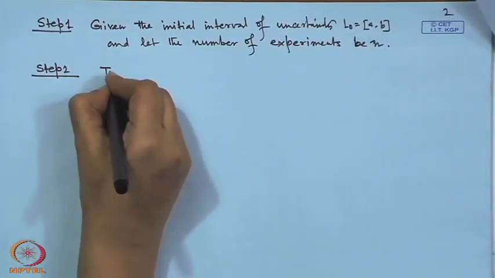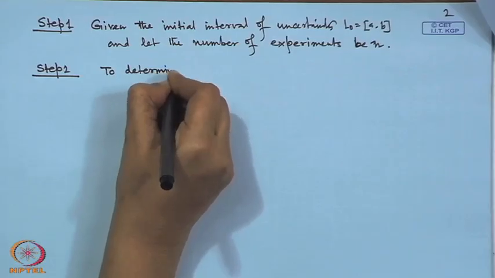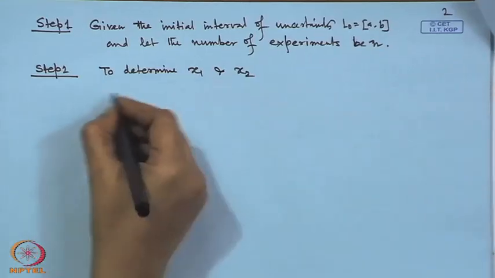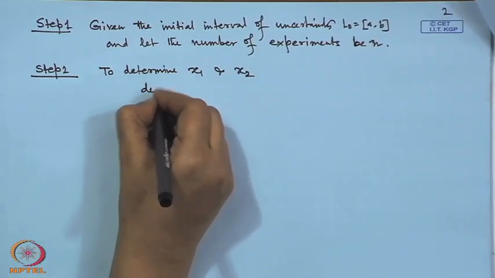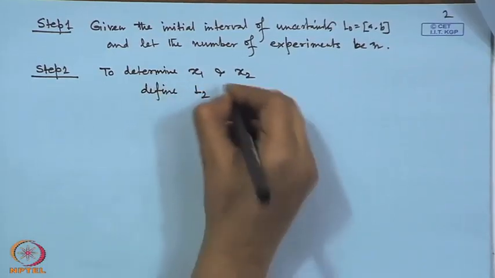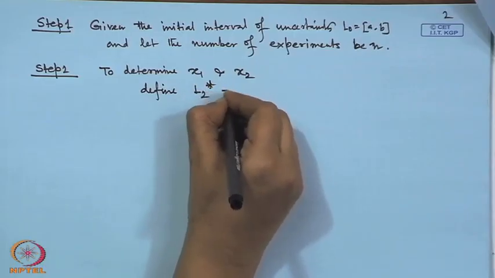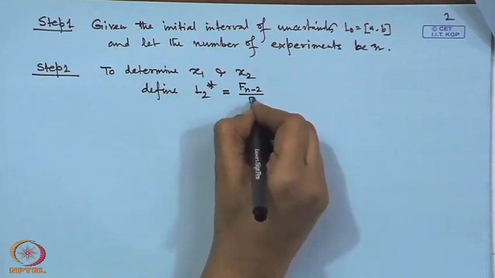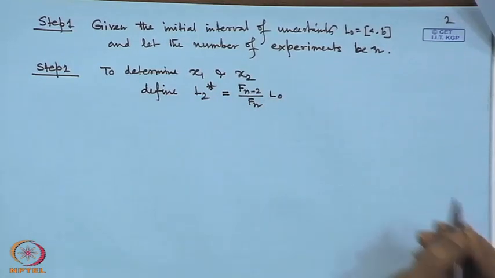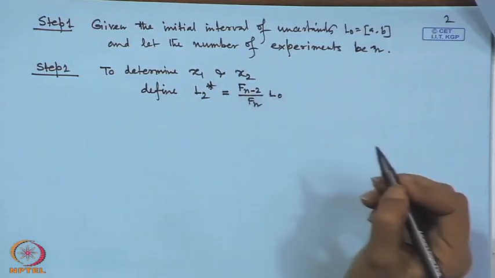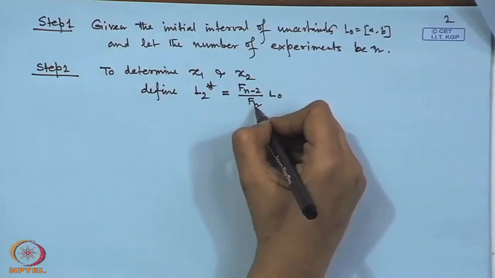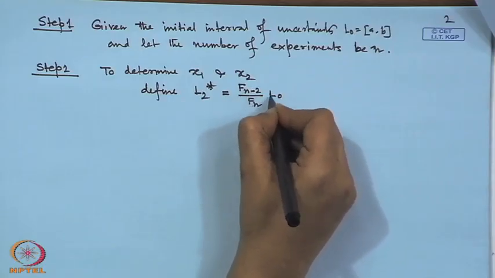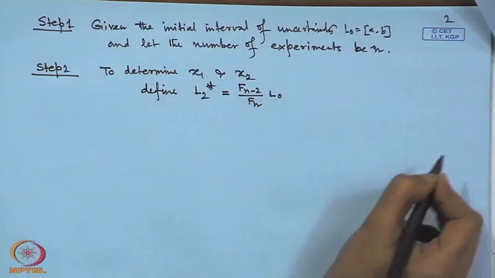To determine x1 and x2, the initial 2 experiments, the approximations will be defined in this way. We need to define one number, that is L2 star. L2 star is equal to Fn minus 2 by Fn into L0. Here n is the number of experiments as we have specified before. That is why if n is equal to 5, then L2 star is equal to F3 divided by F5 into the length of the initial interval of uncertainty, that is L naught.